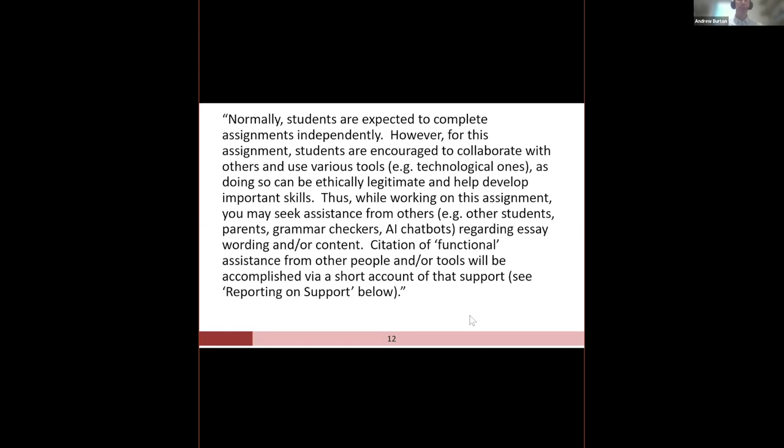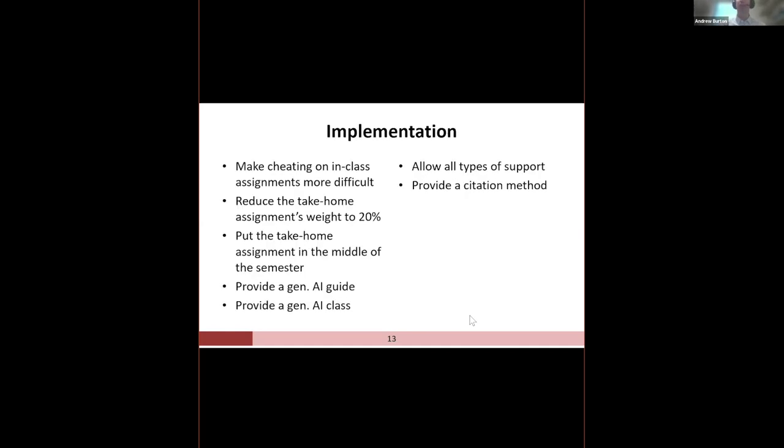Another aspect of my implementation is to provide a method for citation. And I'm very pleased to say that the Modern Language Association, which provides we English teachers with our citation method, they were very quick to offer a way to proceed with generative AI, particularly in the case where it doesn't make sense to put the AI output in quotation marks. And I'll just have a quick drink of water and then I will show you that.